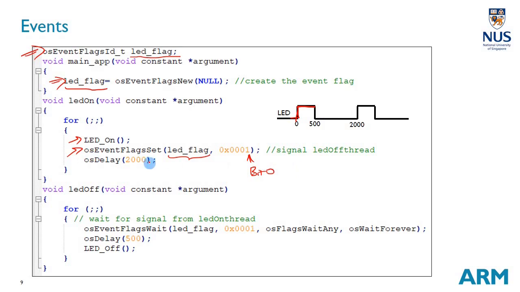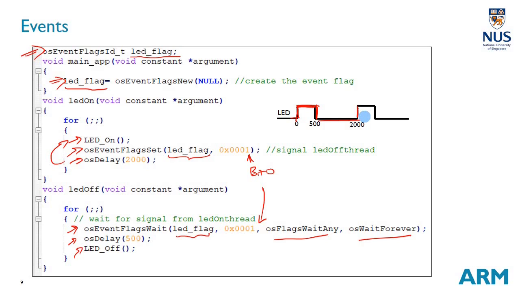Then we have a delay, and the LED off thread, when it runs, calls the OS event flags wait for the same LED flag, again for bit 0, and in this case wait any and wait forever. Once that flag has been set, I'll come out of this blocked state, then I'll delay for 500 milliseconds, and then I'll call LED off. Then when the 2 seconds delay expires, I'll go back in and repeat the whole process.